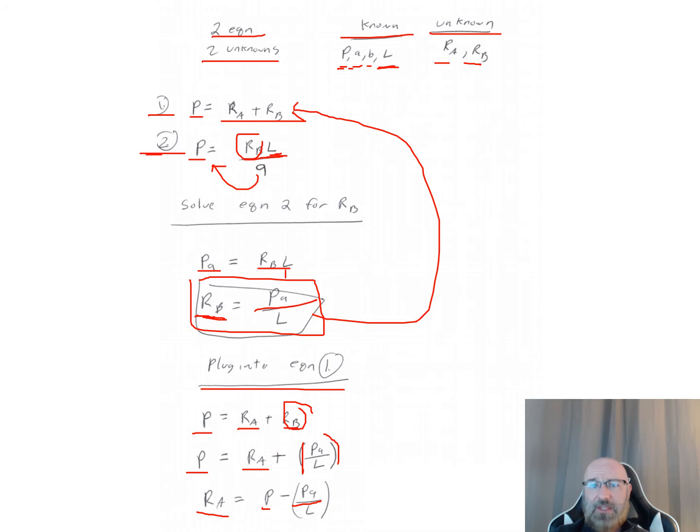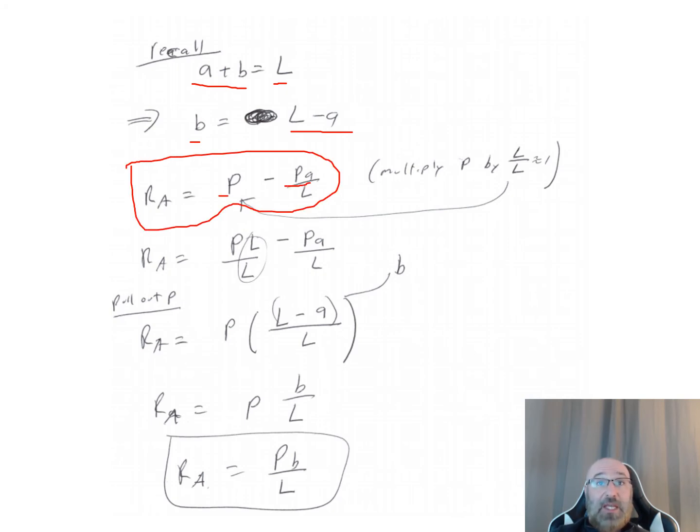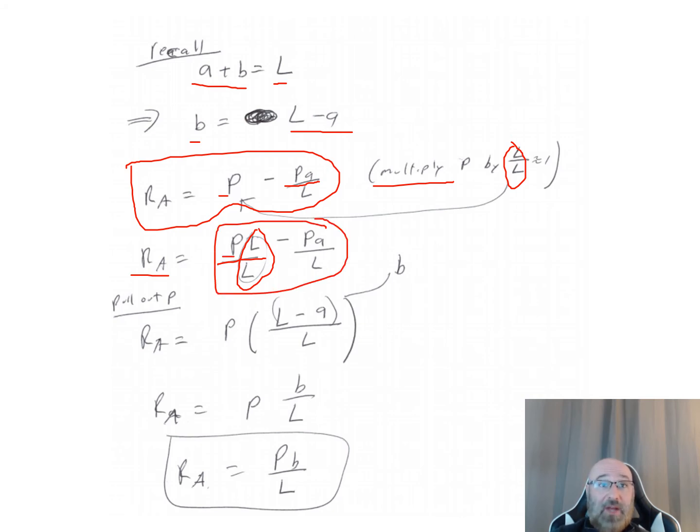So I can simplify this down. And when I do that, I recall the relationship that A plus B is equal to L. I can solve this for B. So B is equal to L minus A. So in this relationship here now that I've solved for my R sub A, where I have P minus PA over L, I can multiply P by L over L, which is 1. If I multiply this by 1, that's fine. We're allowed to do that little math trick there. So R sub A is equal to P times L over L minus PA all over L. Now with this relationship here, I can pull out a P. I see I have a common P on the top right here.